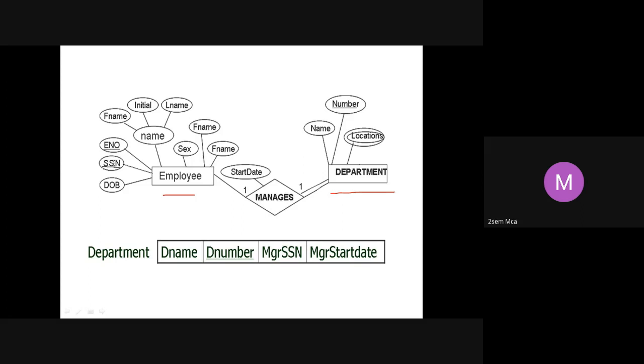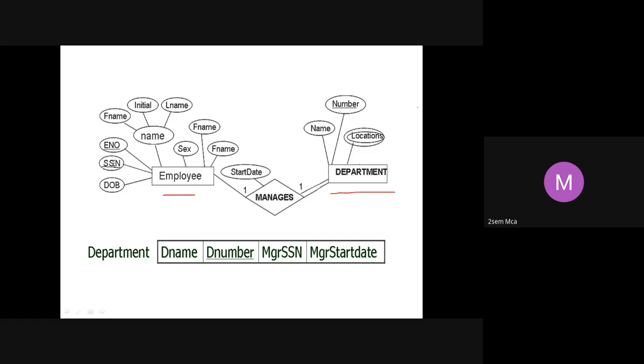In the foreign key approach, I said we are going to include the primary key of one relation as a foreign key in the other. Here we have a one-to-one relation, manages: one employee manages one department. Should I include the primary key of employee as a foreign key in the department, or should I include the primary key of department as a foreign key in employee? Which way should I do? That is the question.